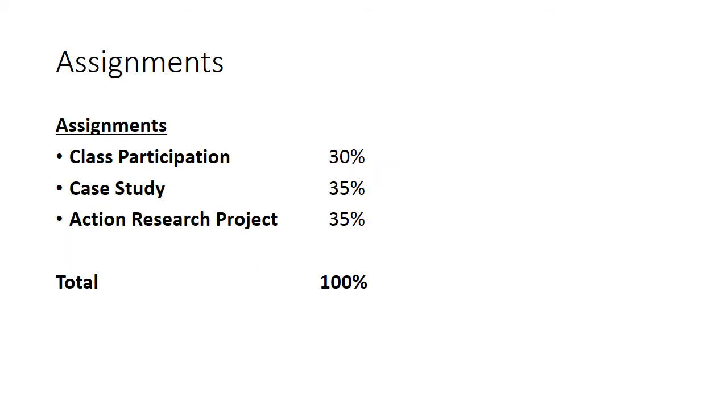Let's talk for a little bit about the assignments in the class. There are 3 assignments in the class. One is class participation, worth 30%. One is the case study analysis, which is worth 35%. And one is an action research project, which is worth 35%, for a total of 100. And now I'm going to go through each.